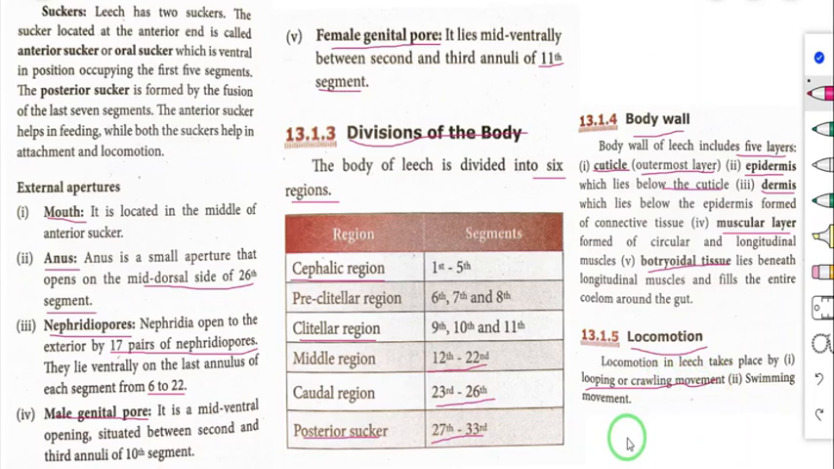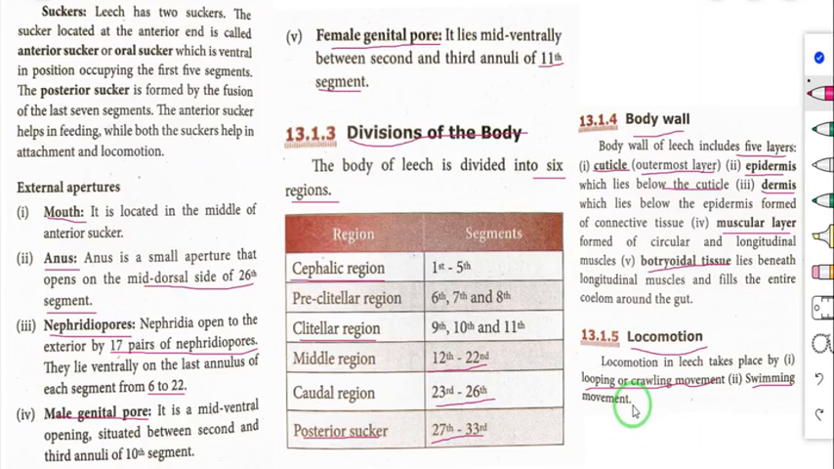The 2 suckers are used for attachment during movement on the substratum. The anterior sucker and the posterior sucker are both useful for the looping movement. Then the second one is swimming movement. I already told you it can live in fresh water, so it can swim.